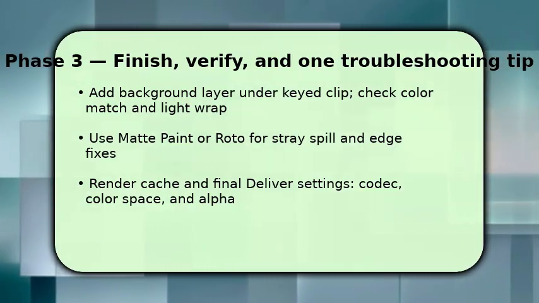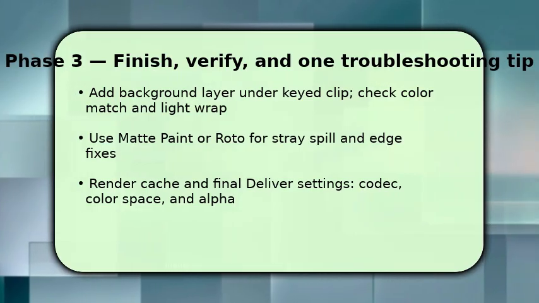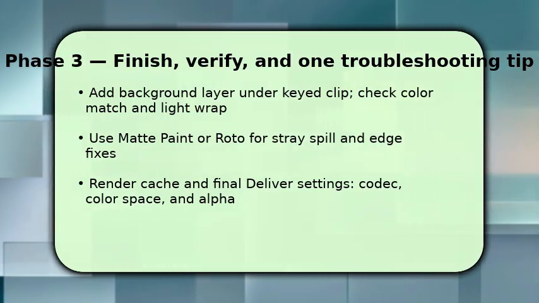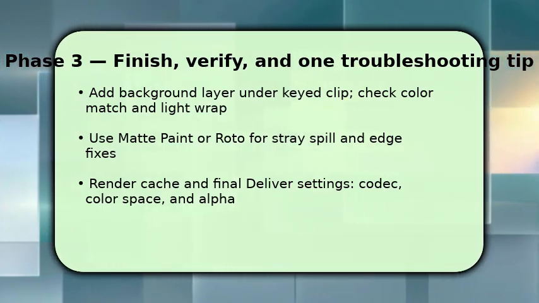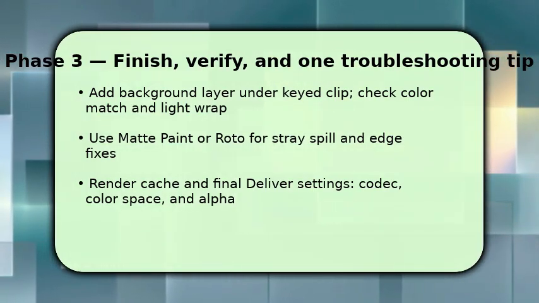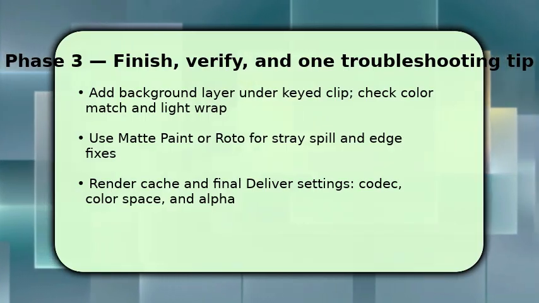For stubborn spill or missing bits, use a paint or roto node to patch edges manually and apply a hue curve spill suppression. Once satisfied, generate render cache to preview full motion. If problems persist, grainy key or thin hair.